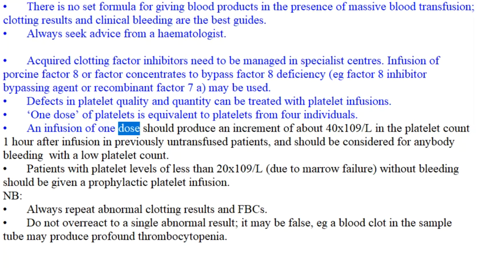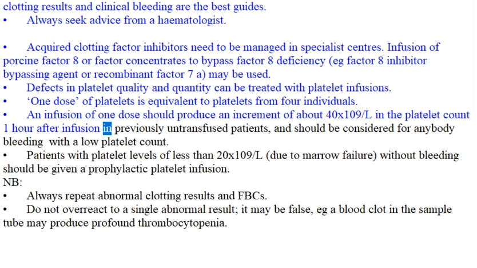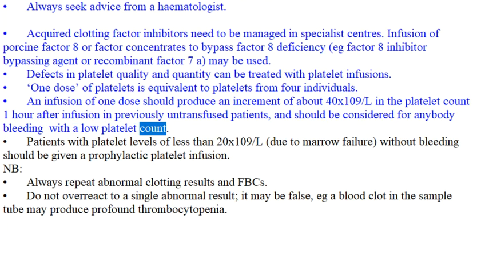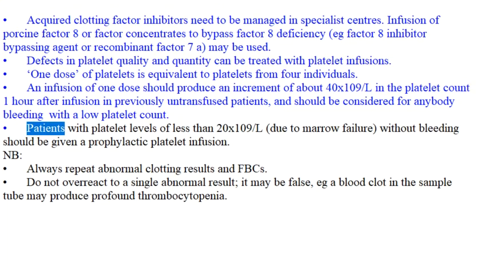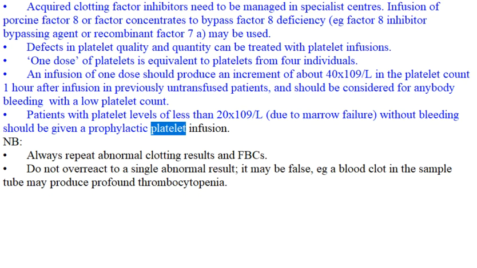An infusion of 1 dose should produce an increment of about 40x10^9/L in the platelet count 1 hour after infusion in previously untransfused patients, and should be considered for anybody bleeding with a low platelet count. Patients with platelet levels of less than 20x10^9/L, due to marrow failure, without bleeding should be given a prophylactic platelet infusion.